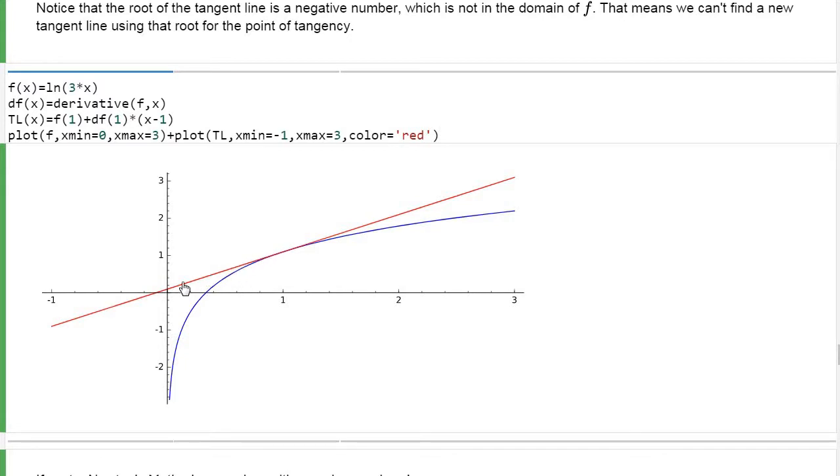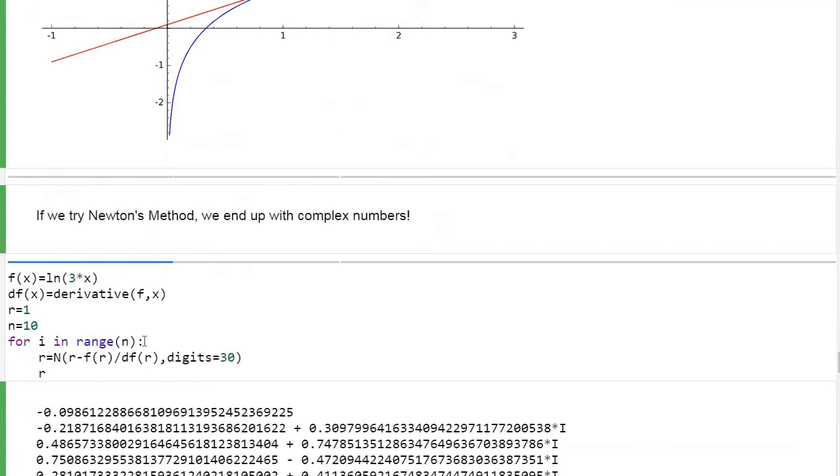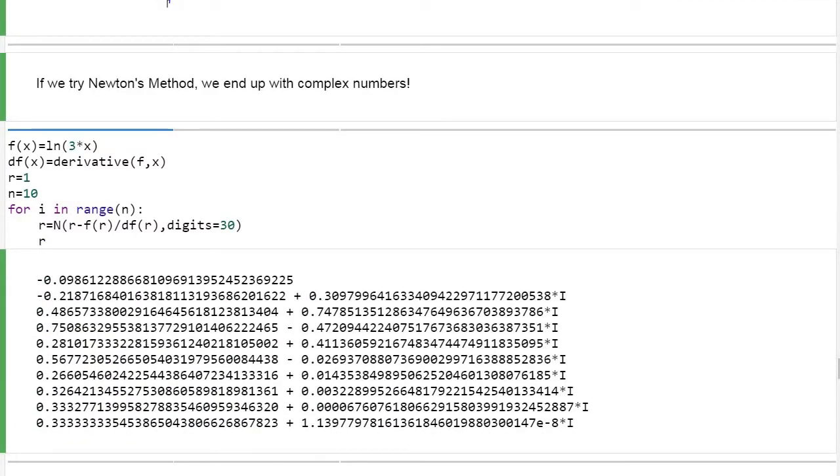Here's the tangent line. The tangent line crosses the x-axis over here in negative land, and you're kind of trying to make a tangent line based on this x value. And the function isn't over there, so there is no tangent line. Now, if you try out Newton's method in Sage, it will work, sort of. It will give you complex numbers. That's because the definition of natural log can be extended to accept negative inputs if you allow it to give complex numbers out. And that's what's happened here.